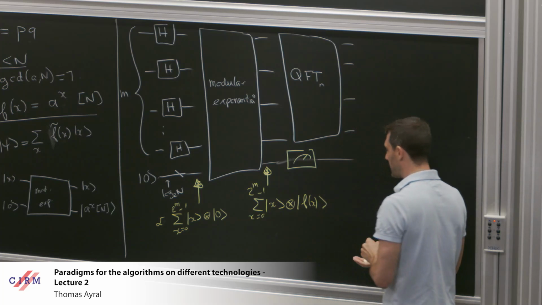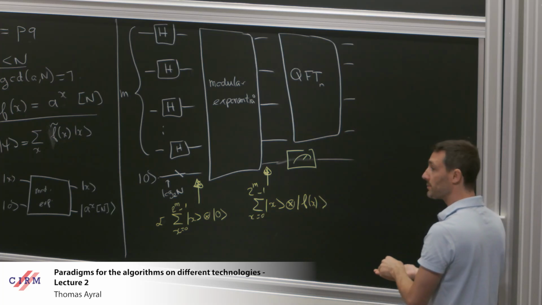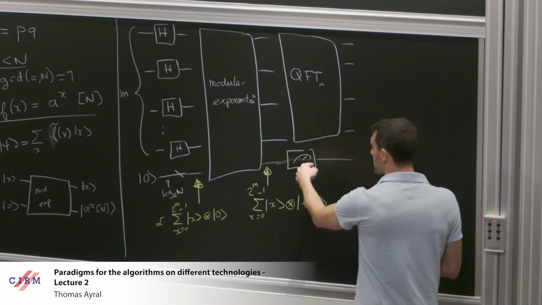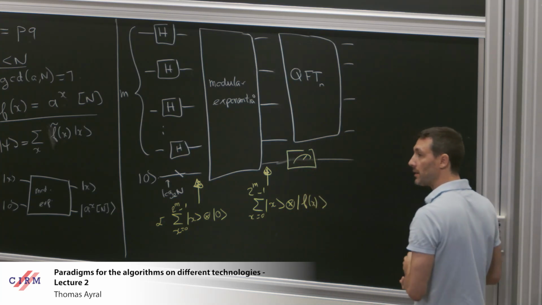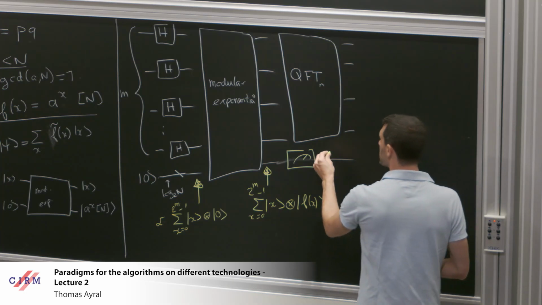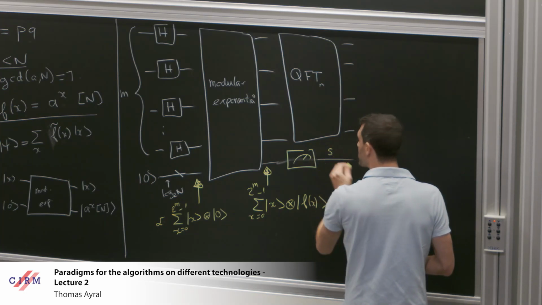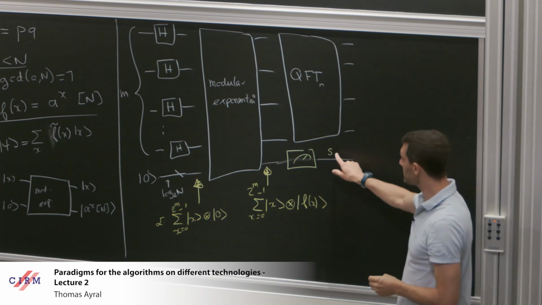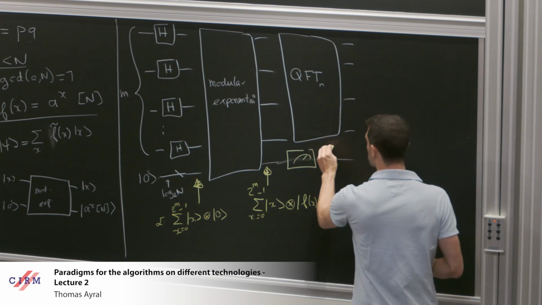So a measurement, you remember what a measurement means? A measurement means that I'm going to project the state corresponding to this qubit. And here I'm going to suppose that the output of the measurement is a bit string S. I'm going to suppose that the bit string that I get after the measurement is S.